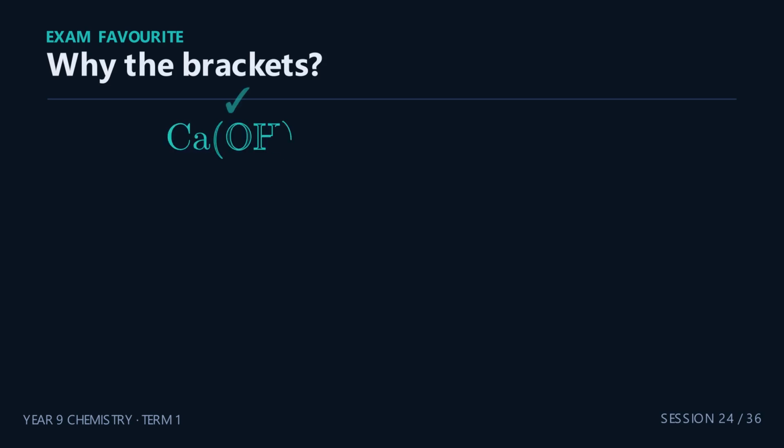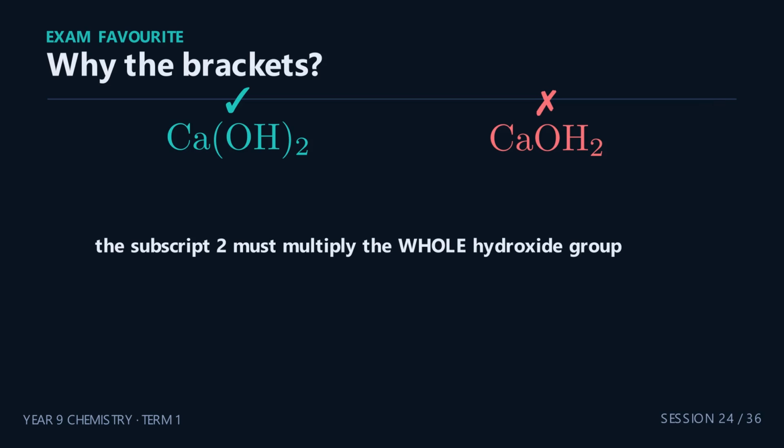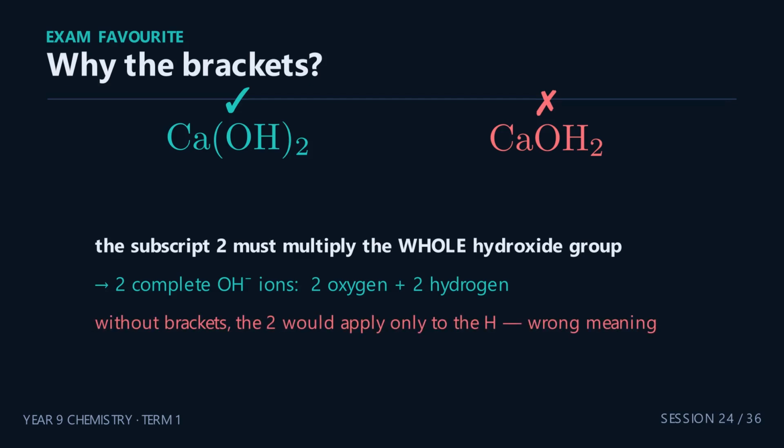Let's pause on those brackets because they're a favorite exam question. Why do we write Ca(OH)2 instead of CaOH2? Because the subscript 2 needs to multiply the entire hydroxide group, both the O and the H. The brackets say clearly there are 2 complete hydroxide ions here. Without them, the 2 would only apply to the H, and the meaning would be wrong. Brackets aren't decoration. They tell the reader exactly how many of a group you have.